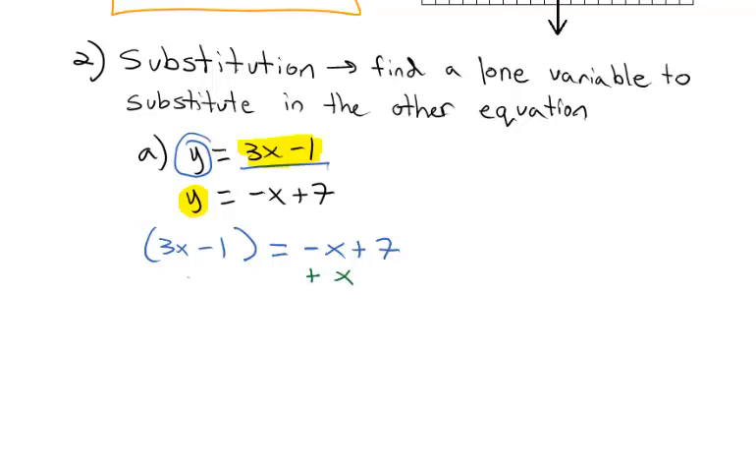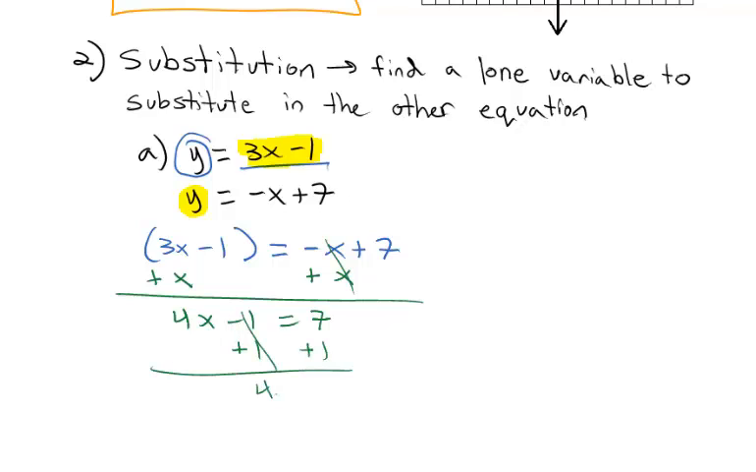So I'm going to add x to both sides. That gives us 4x minus 1 equals 7. Add 1 to both sides. 4x equals 8. Divide by 4. And we now know that x equals 2.